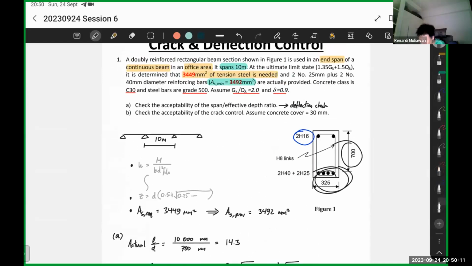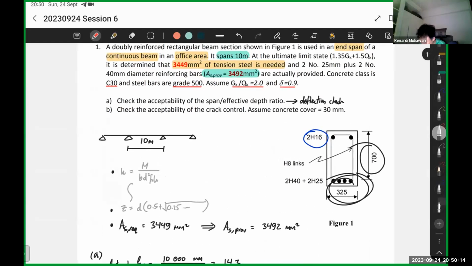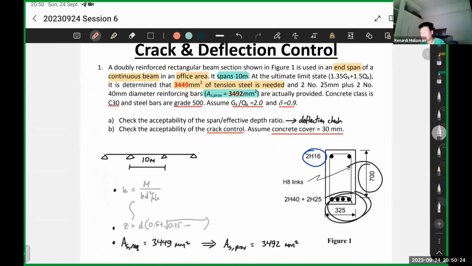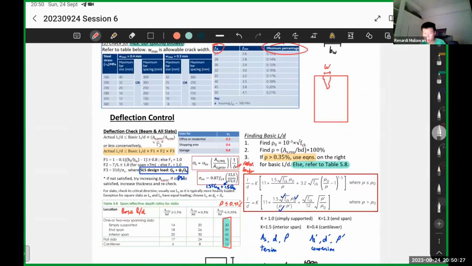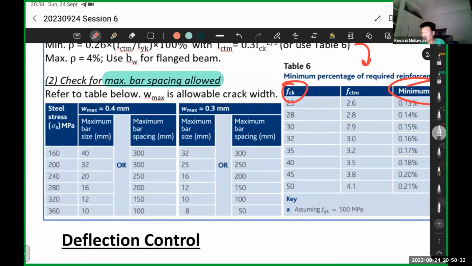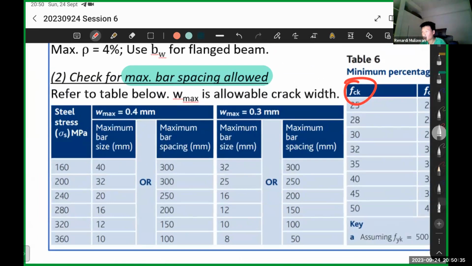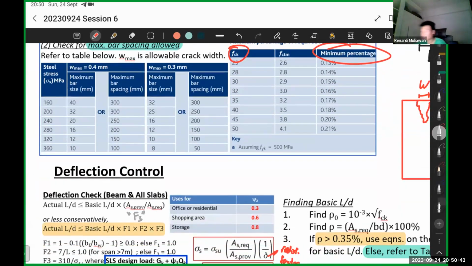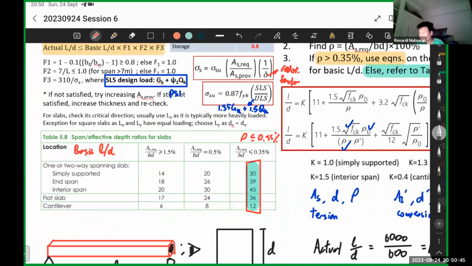Okay. For the next one, we need to check the crack control. So assume concrete cover is 30. Do they limit to any number to crack? Let me see. Okay, we can refer to this. Wait, let me see. Oh, they limit to 0.3.